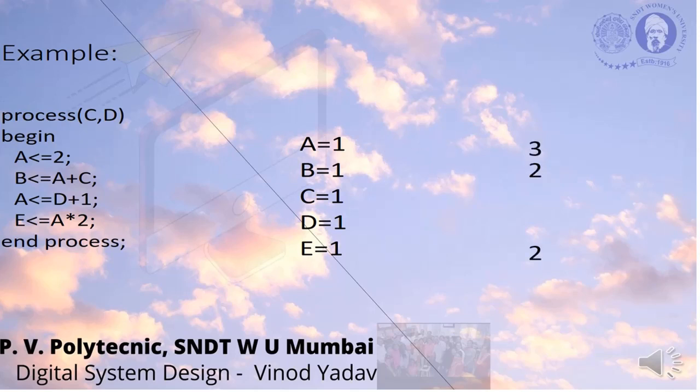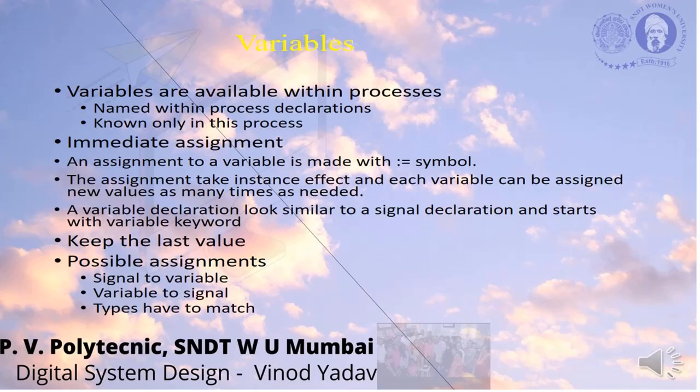B will become A plus C. A was 1, C was 1, so it will become 2. And E will become 1 into 2, equal to 2, because it has been executed sequentially, under the condition of only a change in the value of C and D.